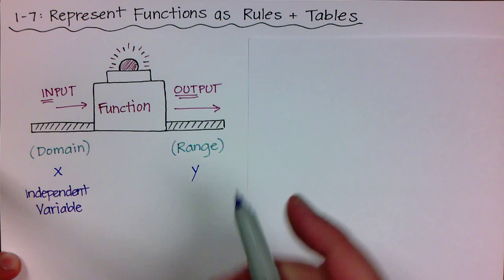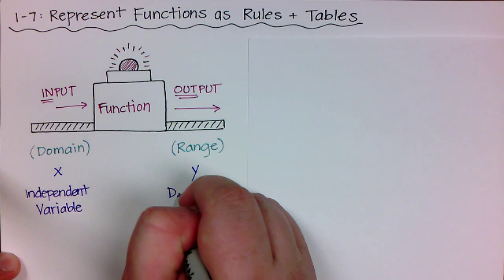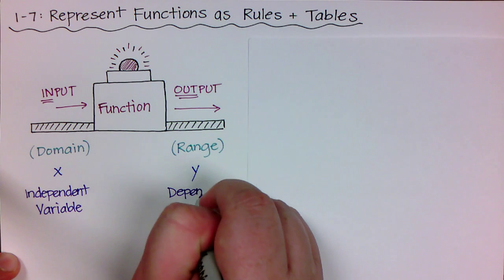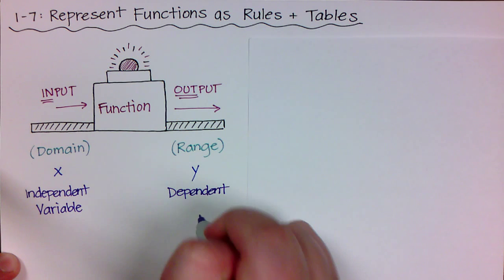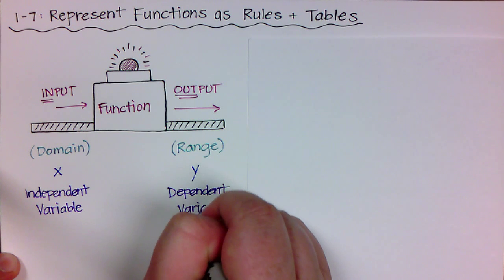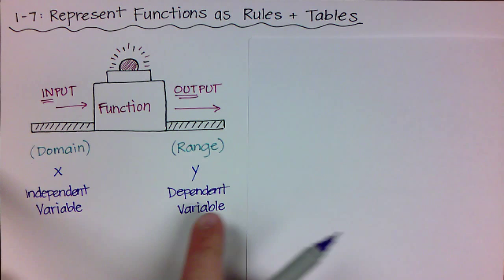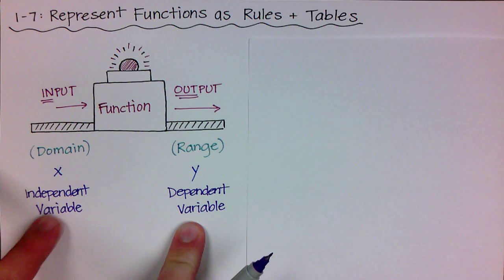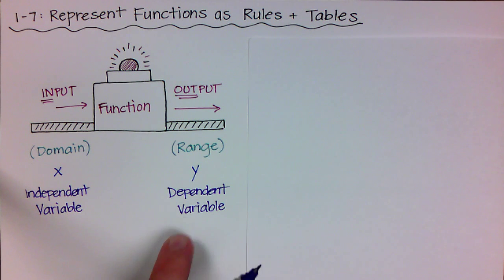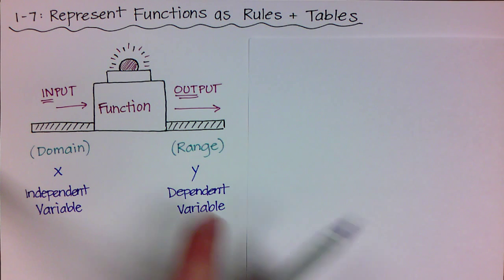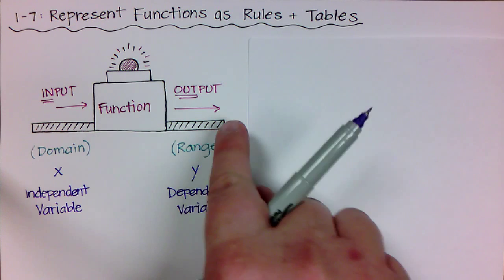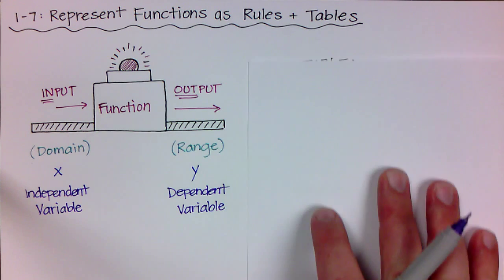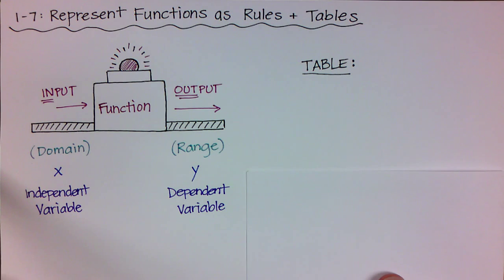But there is something specific about the output. Those are called dependent variables. And that's because whatever comes out depends on the number that you put in. Okay, so these are just some terms that I want you to think of. And in this lesson, we're going to learn how you can organize these groups of numbers and the relationship between what's being put into the function and what's coming out of the function. The first way that we're going to organize it is by making a table.